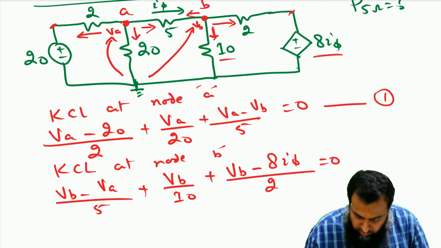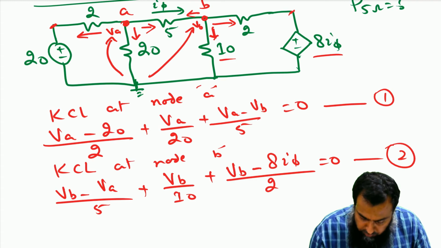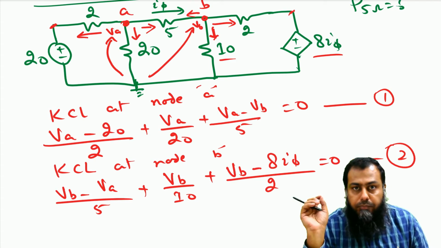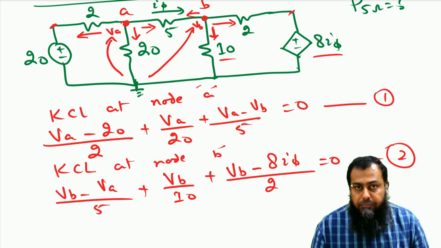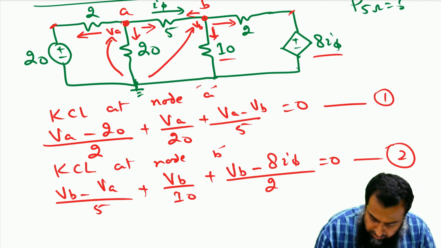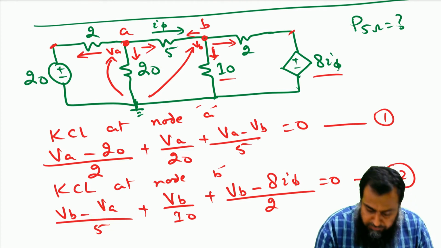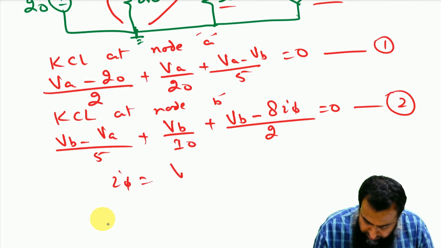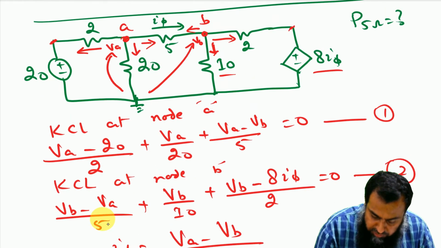Now if we look at these two equations, there are two equations and two unknowns, which are VA and VB, and also the value of I phi is unknown. So the method is quite simple. We need to first identify what I phi is. Can we identify I phi as a function of these essential node voltages? If you see here, I phi is the current flowing from node A towards node B, which means that we can write I phi equal to VA minus VB divided by 5. So this will give us the value of I phi.